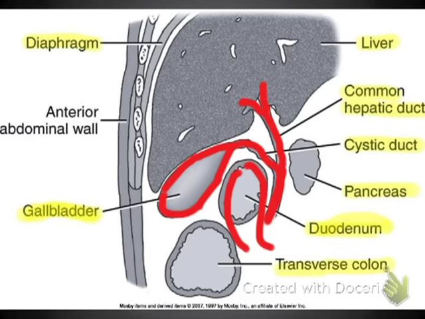Also, we see the liver here, and then we have the diaphragm making the superior portion of the liver. Also, we have the pancreas here, although we're not seeing the main pancreatic duct coming in. So just keep these structures in mind.